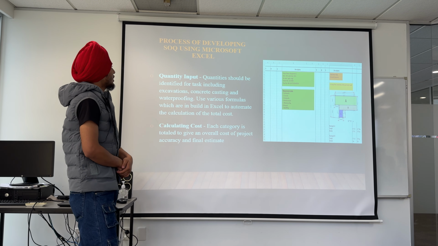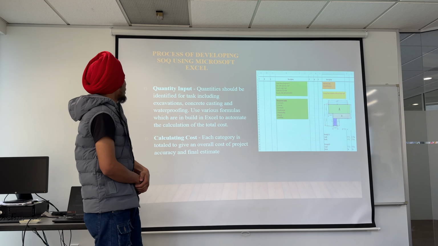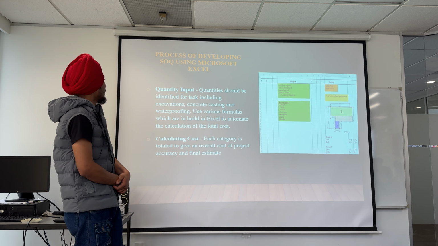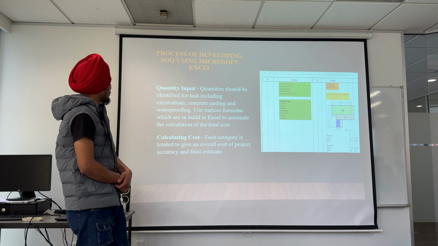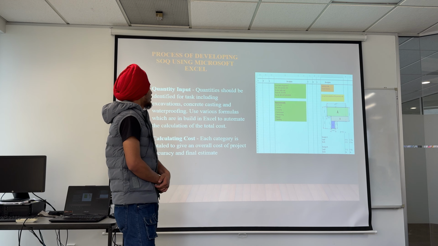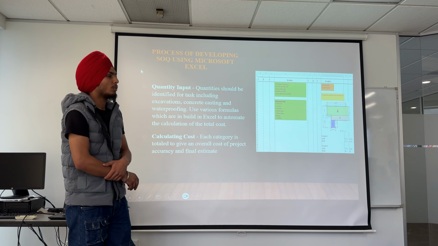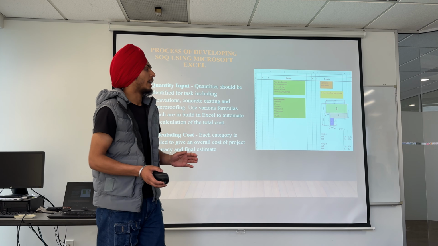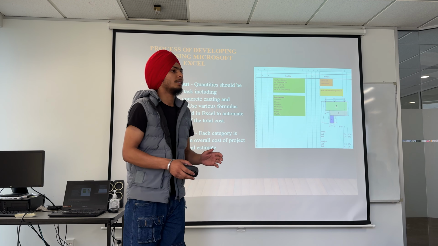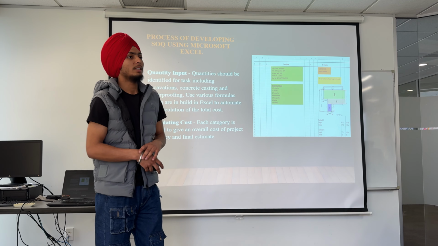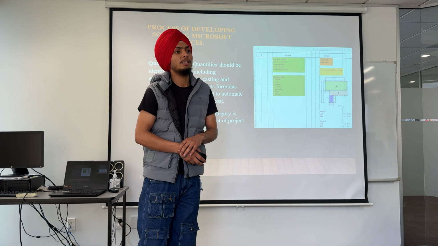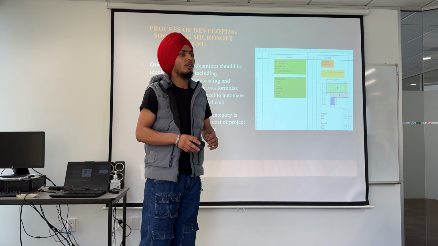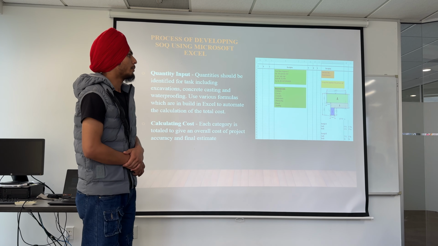The third one is quantity input. Quantities should be identified for tasks including excavation, concrete casting, and waterproofing. Use the various formulas which are inbuilt in Excel to automate the calculation of the total cost. As we all know, when we do the SOQ in the Excel sheet, there are inbuilt formulas which are very helpful for us. We need not calculate by ourselves. It is automatically calculated by Excel.